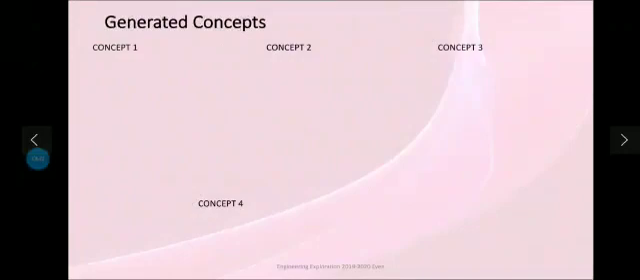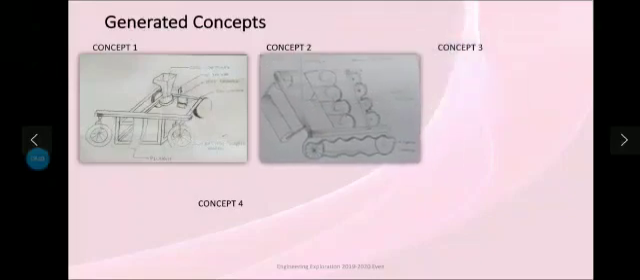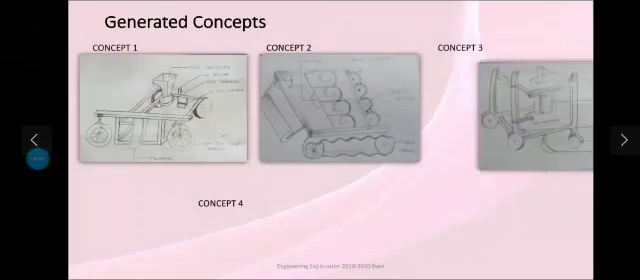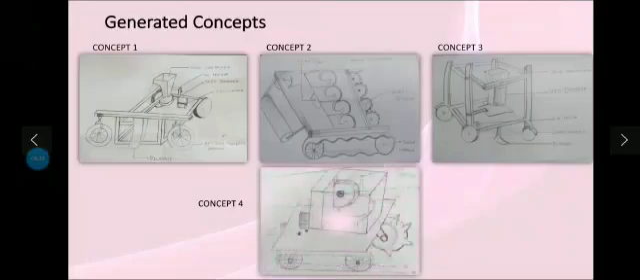We generated some unique concepts to implement our project. The first concept is where our seeds are sown in a single row, and the second concept is where seeds can be sown in multiple rows. In the third concept we have included a sliding mechanism, and in the last concept the seeds are sown using a particular mechanism where an elevator is used.